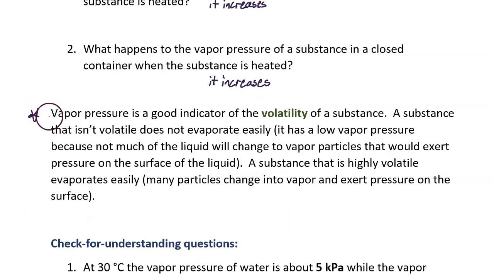Vapor pressure is a good indicator of the volatility of a substance. A substance that isn't volatile does not evaporate easily. It has a low vapor pressure because not much of the liquid will change to vapor particles that would exert pressure on the surface of the liquid. A substance that is highly volatile evaporates easily. Many particles change into vapor and exert pressure on the surface.